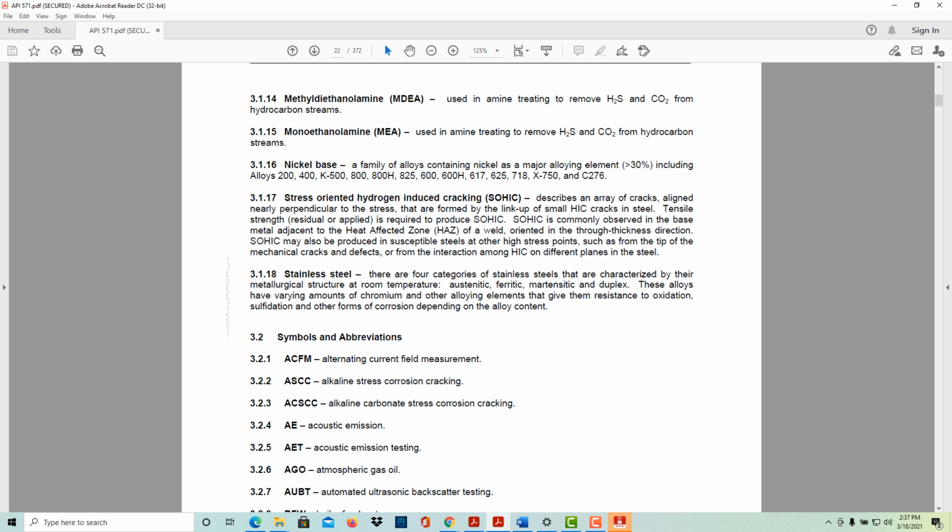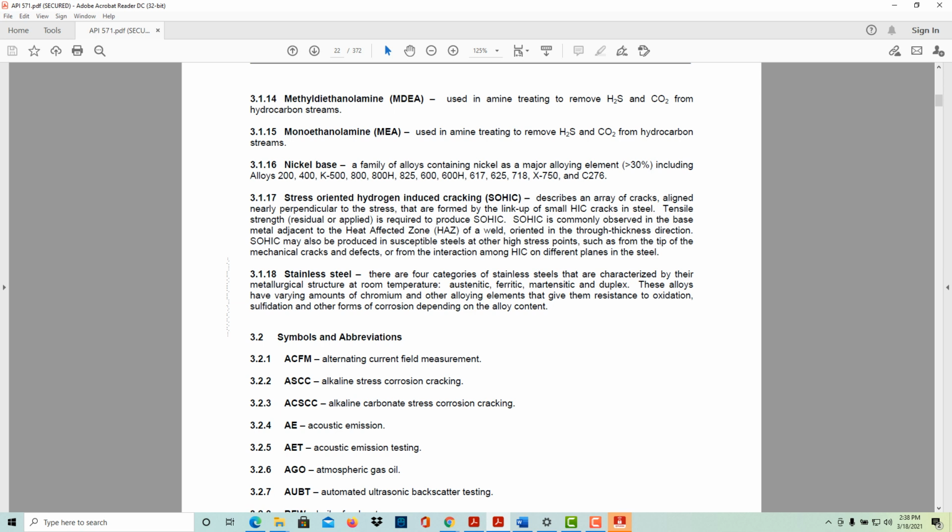Stress-oriented hydrogen-induced cracking, or SOHIC, describes an array of cracks aligned nearly perpendicular to the stress that are formed by the link-up of small HIC cracks in steels. Tensile stress, residual or applied, is required to produce SOHIC. SOHIC is commonly observed in the base metal adjacent to the heat-affected zone of a weld. Oriented in the through thickness direction, SOHIC may also be produced in susceptible steels at other high stress points, such as from the tip of mechanical cracks and defects, or from the interaction among HIC on different planes in the steel.